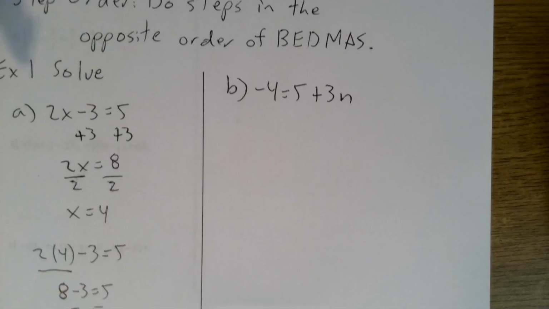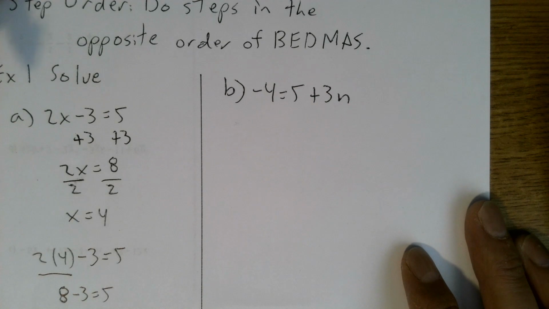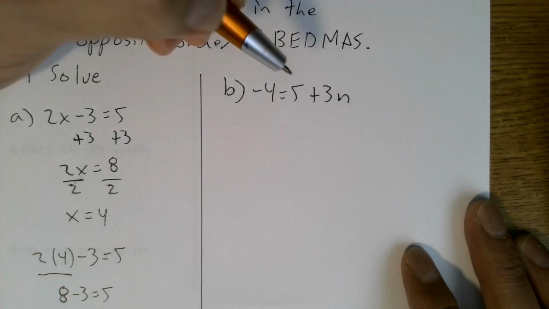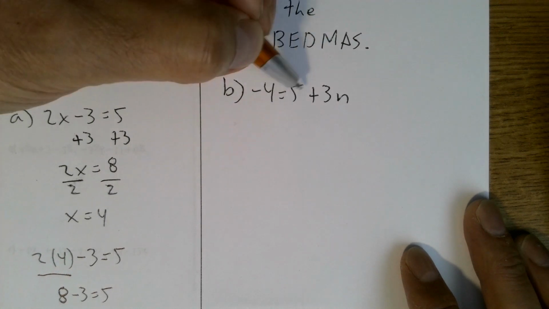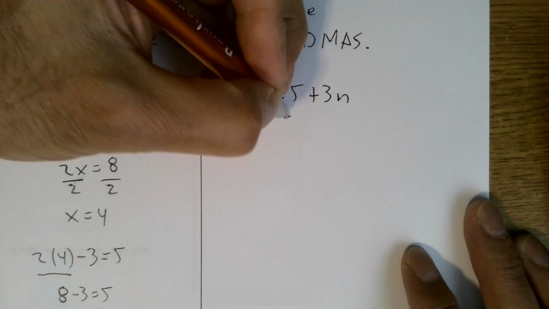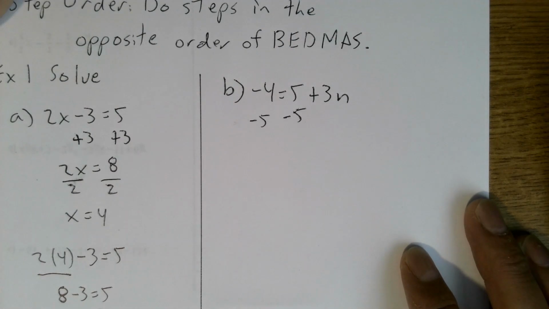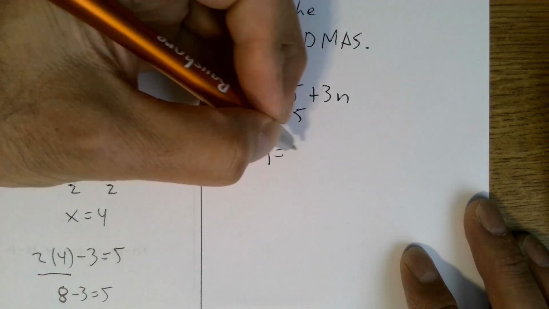Okay, let's have a look at B. Negative 4 equals 5 plus 3n. Again, we've got two things keeping the n from being by itself, the 5 and the 3. The 5 is addition, the 3 is multiplication, so we want to deal with the 5 first. 5 minus 5 is 0, so I'm going to subtract 5 from both sides. That gives me negative 9 equals 0 plus 3n is just 3n.